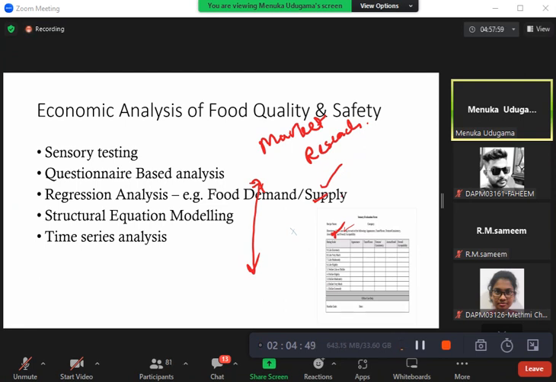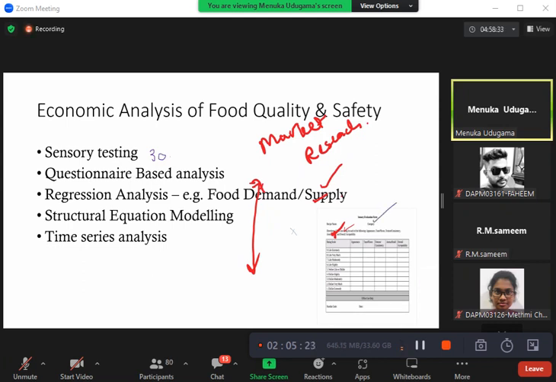For example, a simple analysis is sensory testing in terms of food quality. If you want to analyze the quality of a product, let's say your firm produces a new value-added product, a new type of flavored tea, and you want to test your product before it goes to the market, you might do sensory testing. You might get a group of people, like 30 to 60 people, for a sensory test.